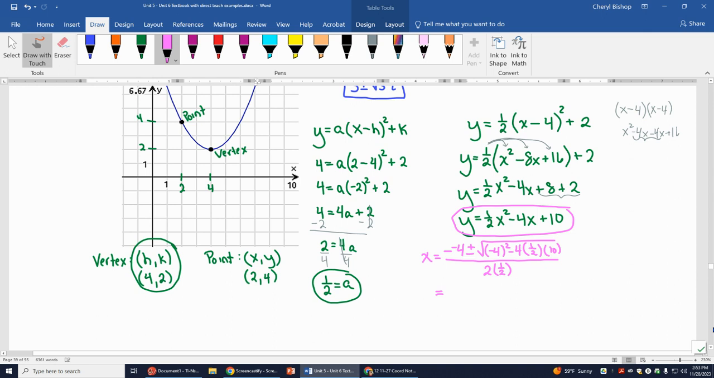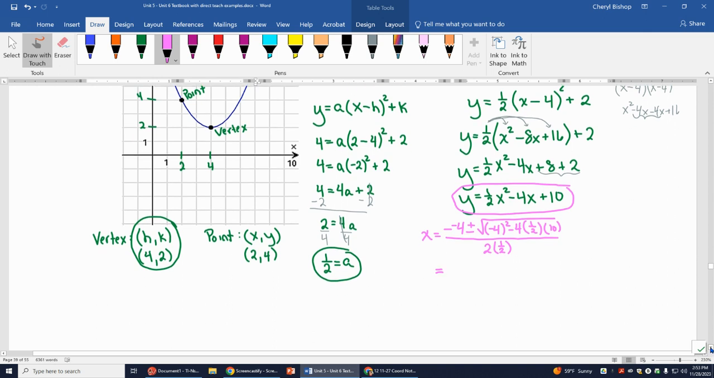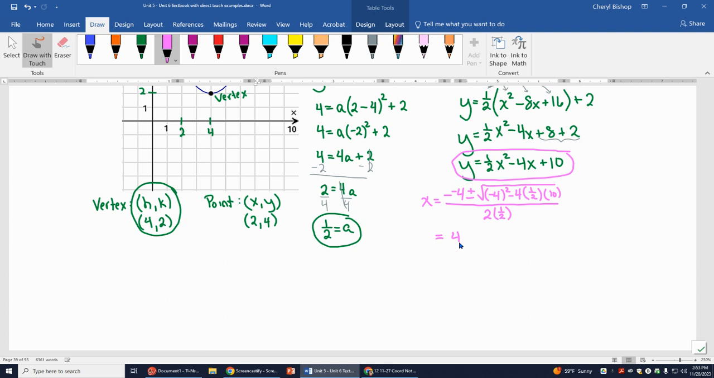So that is going to be positive 4, because minus negative 4, plus or minus the square root of negative 4 squared, which is a positive 16. Negative 4 times a half is a negative 2, and negative 2 times 10 is a negative 20. Over 2 times a half, or half of 2, is just 1. So I don't really even have to write it over that 1. So 4 plus or minus the square root of 16 minus 20, which is negative 4. I don't have to put it over 1 because it's not a fraction anymore.